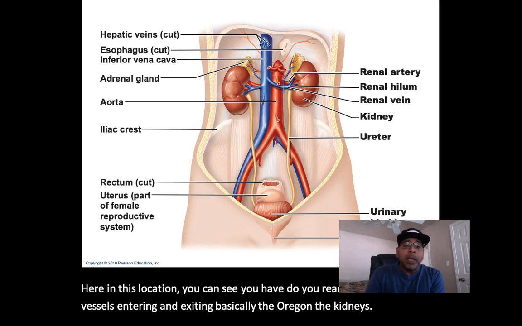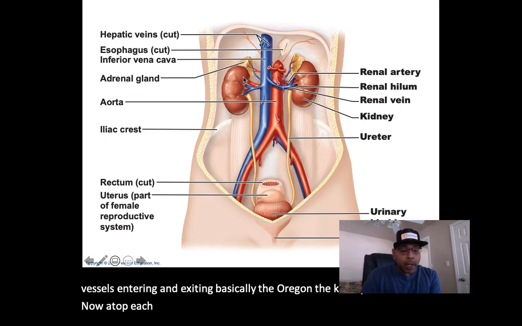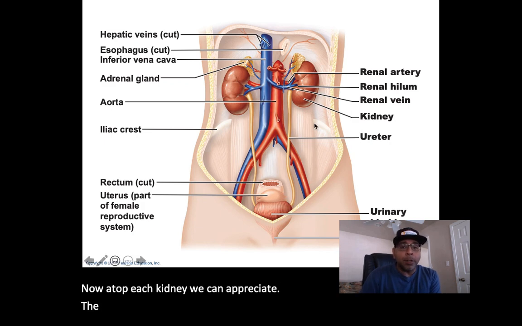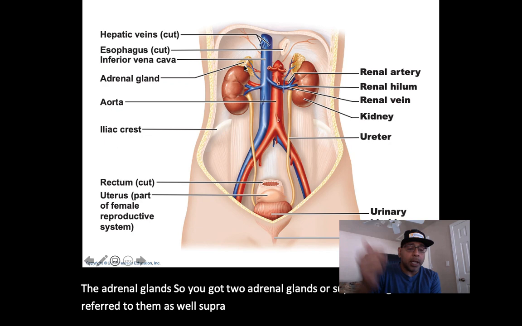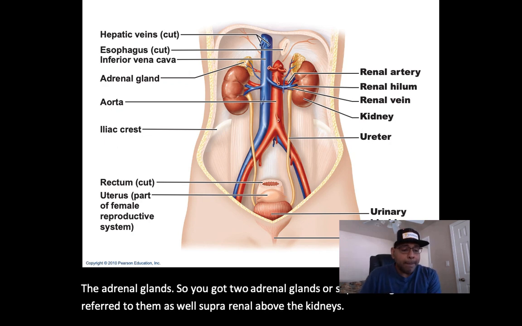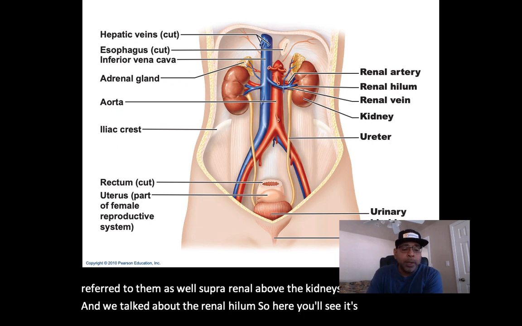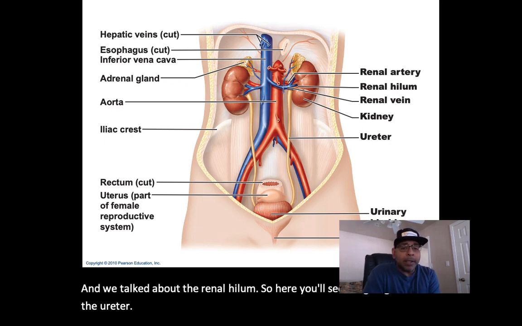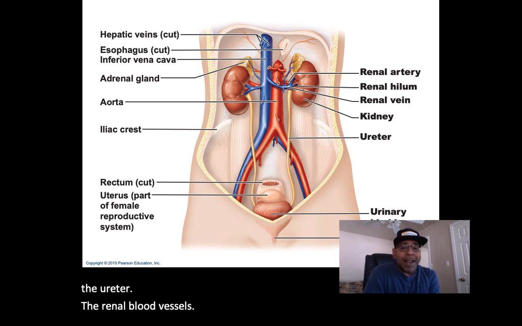Now, atop each kidney, we can appreciate the adrenal glands. So you've got 2 adrenal glands, or suprarenal glands, as we refer to them as well. Suprarenal, above the kidneys. Now, when we talk about the renal hilum, you'll see it's going to contain the ureter, the renal blood vessels, the lymphatics, and the nerves, basically all these important structures in relation to the organs.